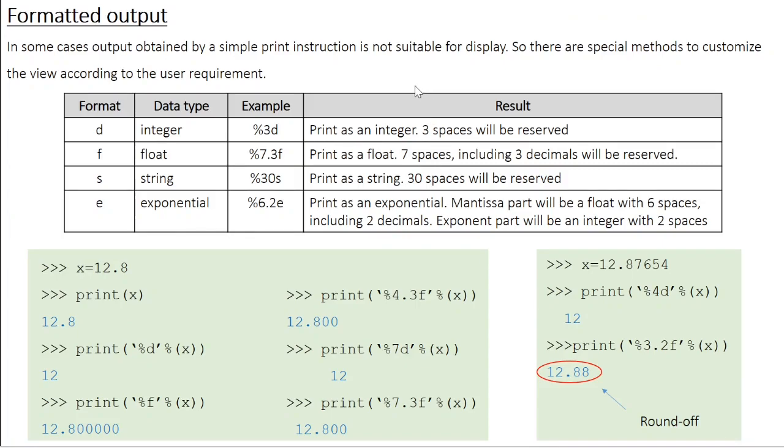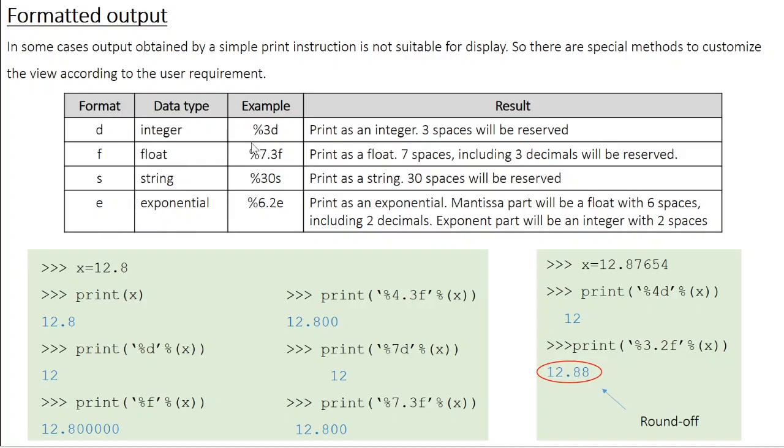Next is formatted output. In some cases, the output obtained by a simple print instruction is not suitable for display. You want to customize the view, right? You want to customize the way the data is printed. For that purpose, you can use formatted output. If you want to print your data as an integer, the format is D. If the data type is float, the format is F. For string, the format is S. And for exponential, the format is E. So these are the common 4 data types for your variables, right?